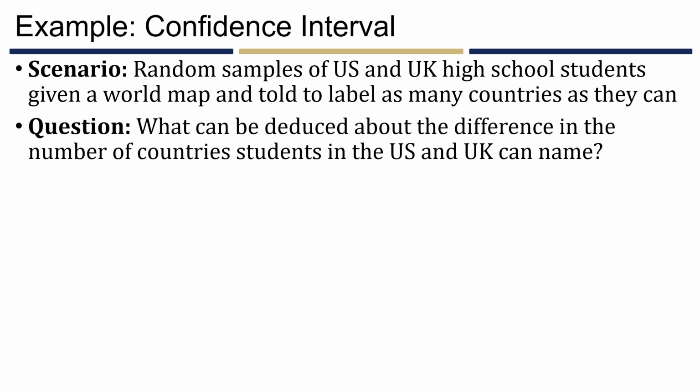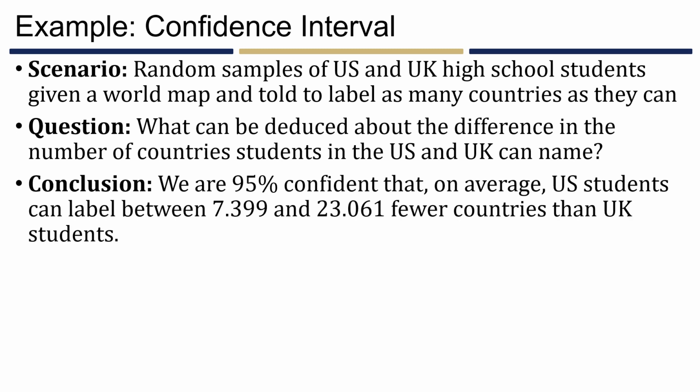So here's what we're able to deduce about the number of countries that students in the United States and the United Kingdom are able to name correctly. We can say that we're 95% confident that, on average, students in the United States can label between 7.399 and 23.061 fewer countries than students in the United Kingdom. And we're able to say this because we used the United States first in the order of subtraction, and the entire interval was negative.